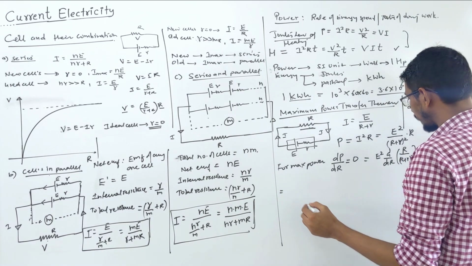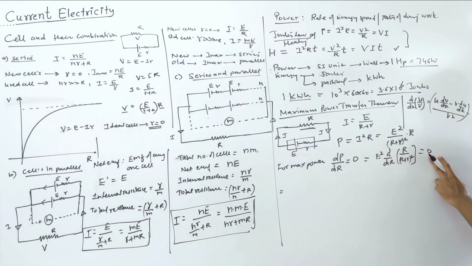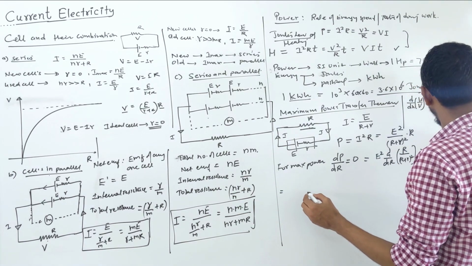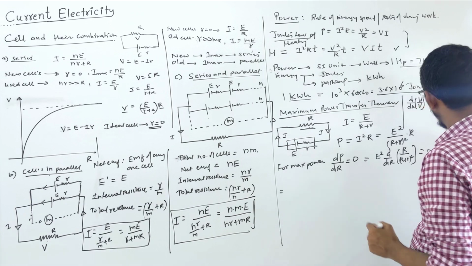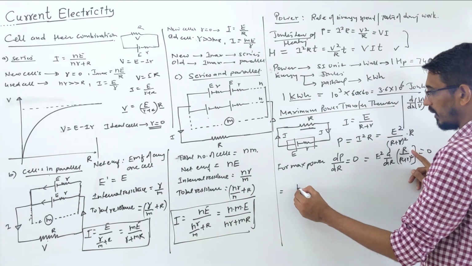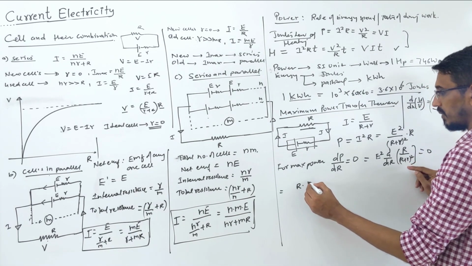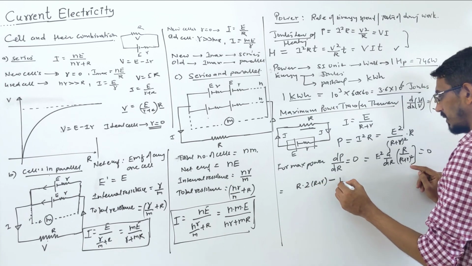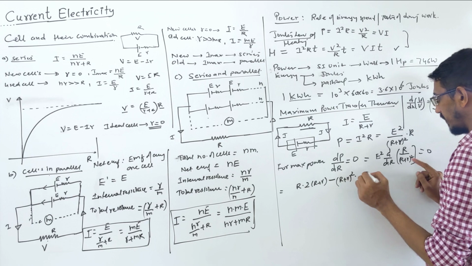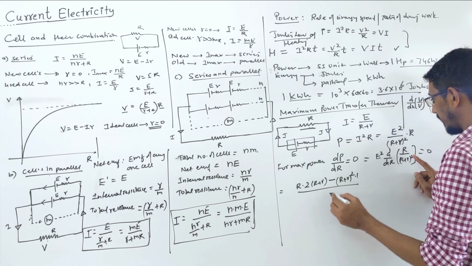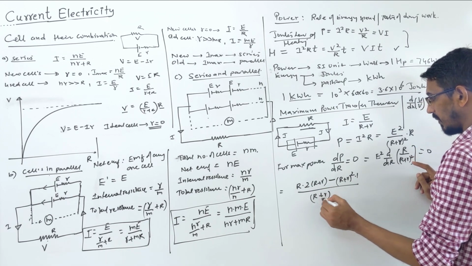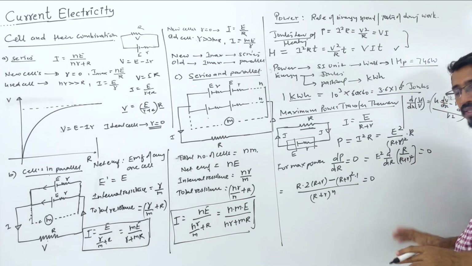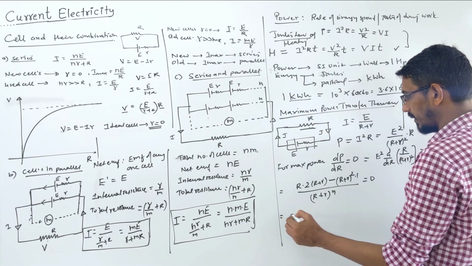So E square, I sent to the other side, became 0. Let's see what I am getting, v first. I keep R as it is and differentiate this term, which becomes 2 times (R plus r) minus R into the differentiation of R, which is 1, divided by the square of this term, (R plus r) power 4. This is all equal to 0. This term comes here and becomes 0. So let's solve this part.